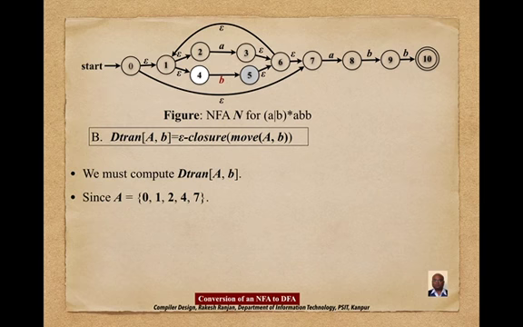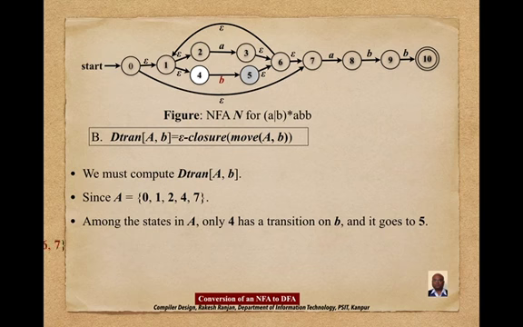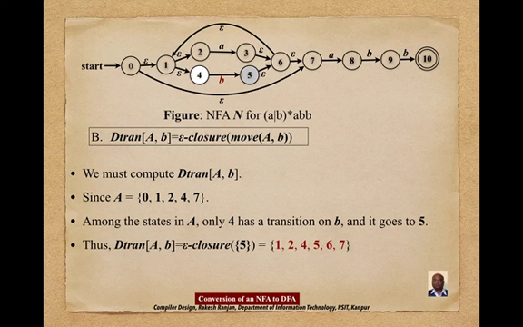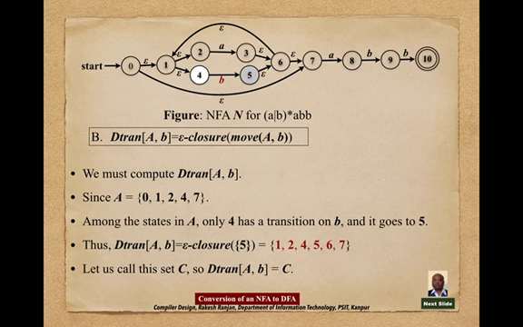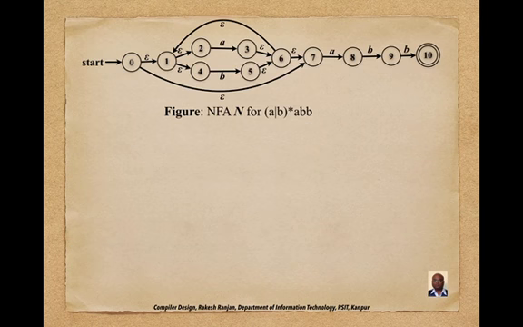For each and every state we need to find b, and we need to find the epsilon closure. Here you can see that if we find Dtran(A, b), it is only the state 5, only the state 5. Now we need to find the epsilon closure of 5. The epsilon closure of 5 is 1, 2, 4, 5, 6, and 7. Now this state can be represented by C. In this way we can proceed each and every time.